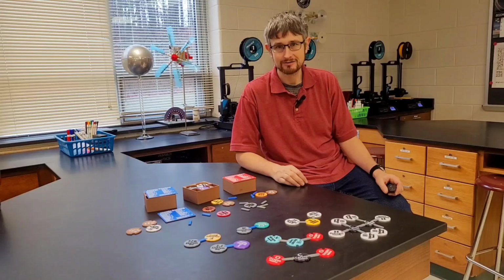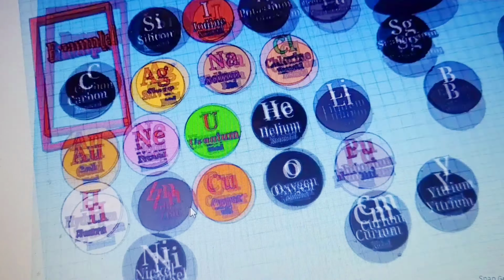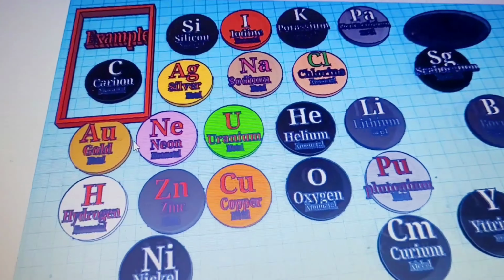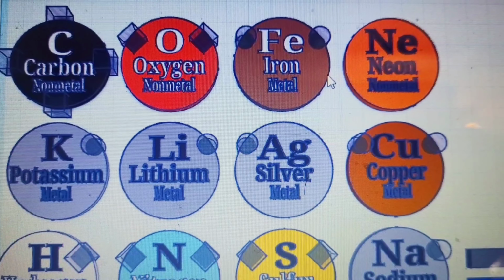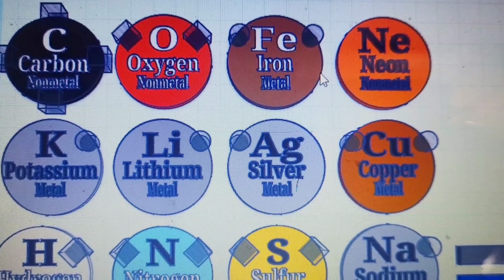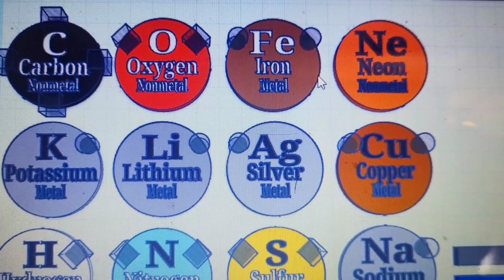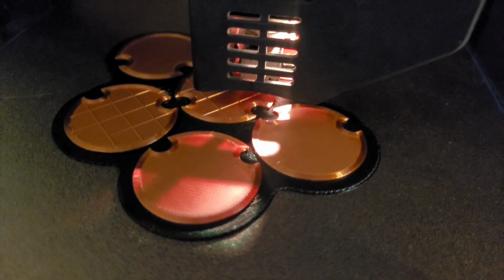So let's get started. I started by having my students design their atoms in Tinkercad. Each design followed specific dimensions, and students added 3 lines of text: the element name, the symbol, and whether it's a metal or a nonmetal. It was then time to print the atoms.